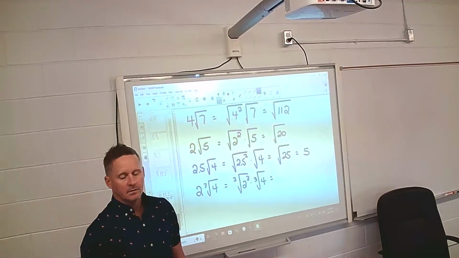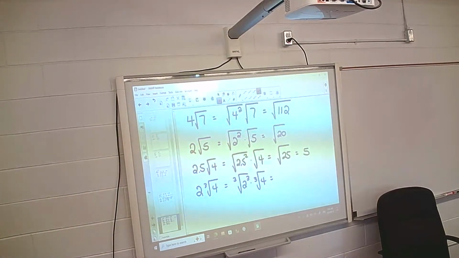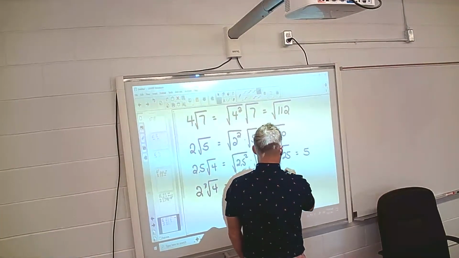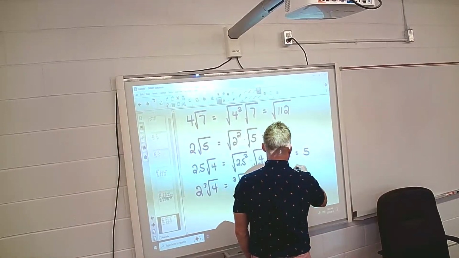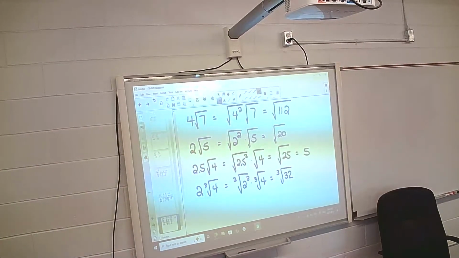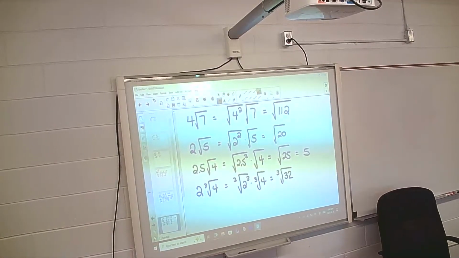Okay. What is 2 cubed? 8. 8 times 4? 32. That is the cube root of 32. Still only a 2-step process. You do the same thing each time.